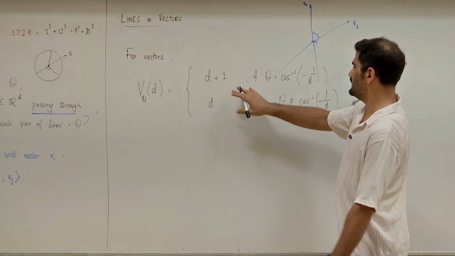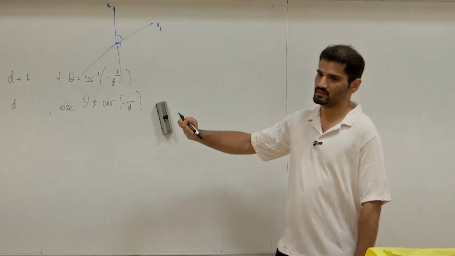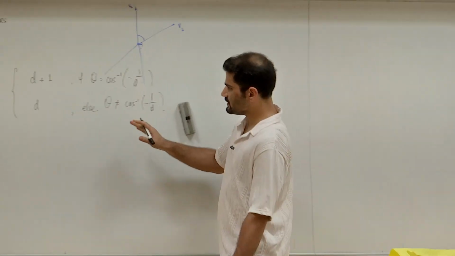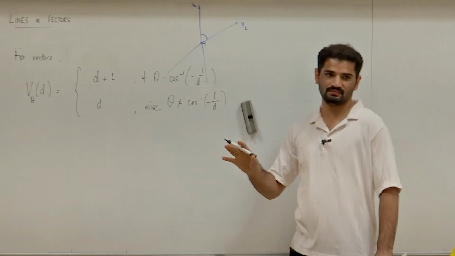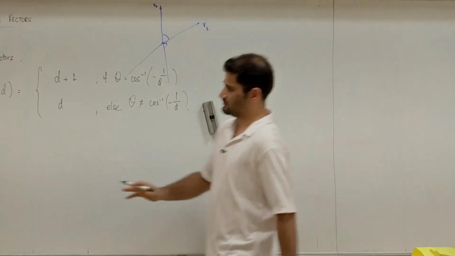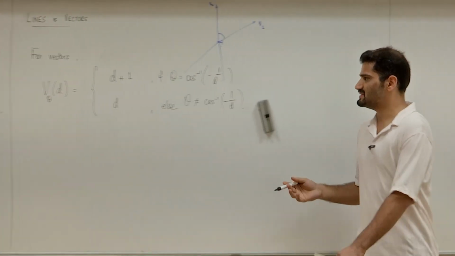And so let's put D equals 2. Cos inverse of minus half would be 120 degrees. So when the angle is exactly 120, you have 3 different vectors. At any other angle, you will find it hard to fit 3, because once you fix this and this, then this would automatically be fixed.